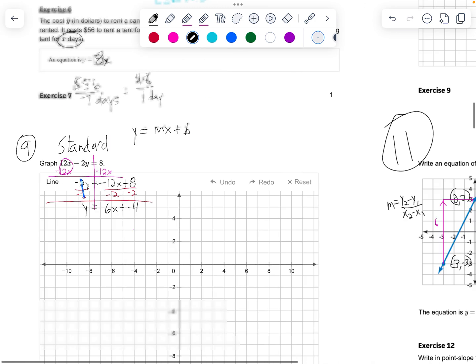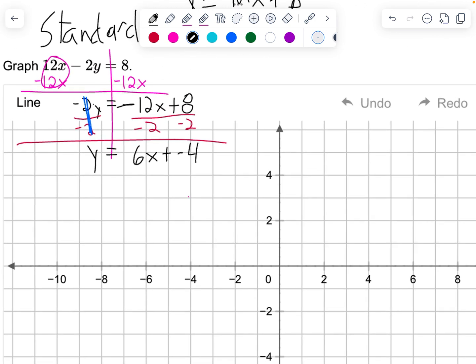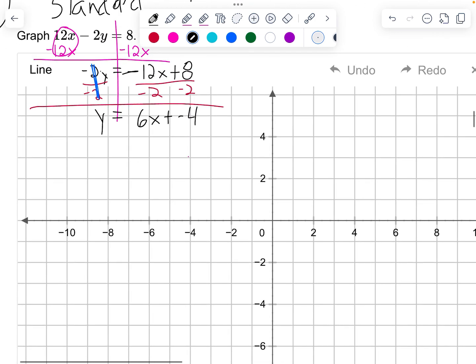Let's see if it works to graph. Okay, where's my starting point? My starting point is the negative 4. Let's do purple. Negative 4 right there. Okay, my slope is 6. So remember, it's up 6 because it's 6 over 1, right? So it's up 6 over to the right one.